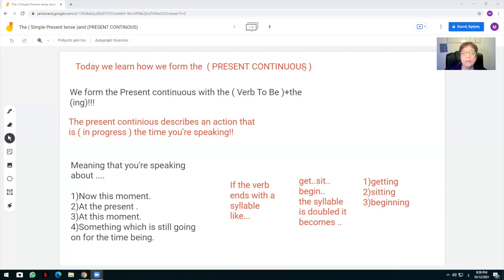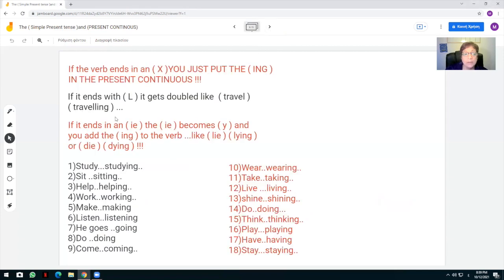Okay? Let's go to the next and see what we have. Now, here we have, if the verb ends in an X, you just put the ing. All you have to do is just put the ing and it becomes present continuous.